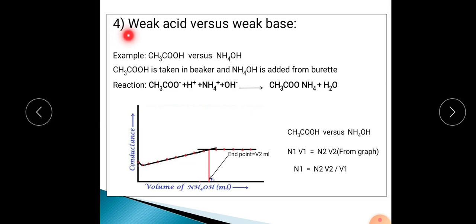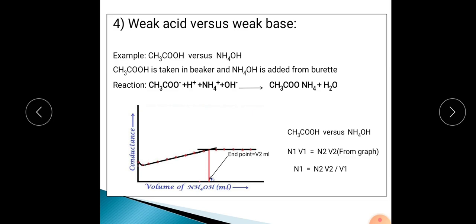Friends, this fourth type, weak acid versus weak base titration, is very difficult to perform using the indicator method, as the indicator method does not give any result for this titration. It can be performed successfully with conductometry.